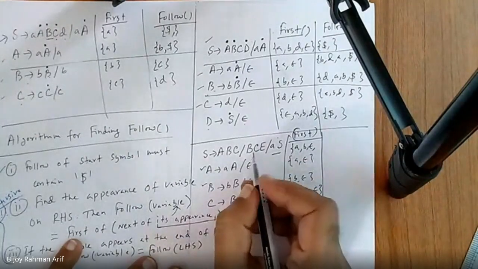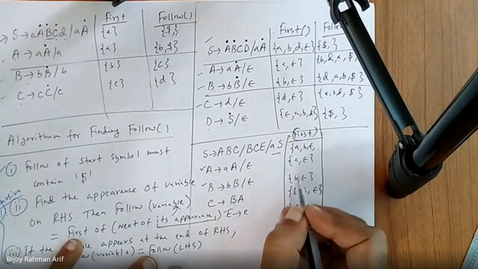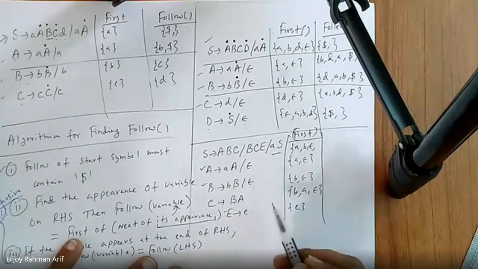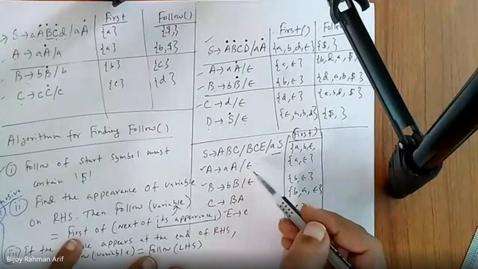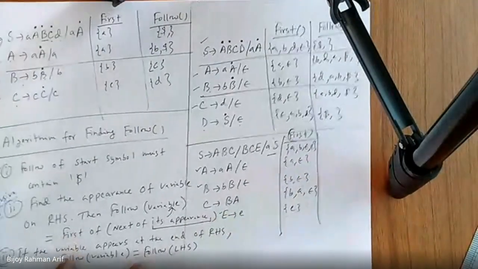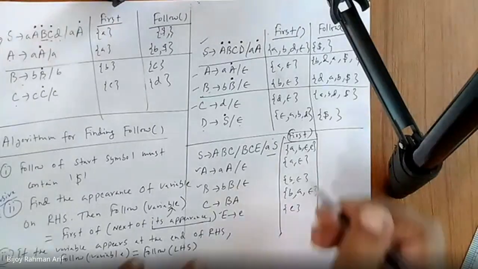Now get to here. First of B. First of B is nothing but B. Done. C, then epsilon crossed out. C is nothing but A, B, done, epsilon. Okay, C is crossed out. Then E. So E. Done. Got it? Yes, sir. Okay, now let's go to follow.